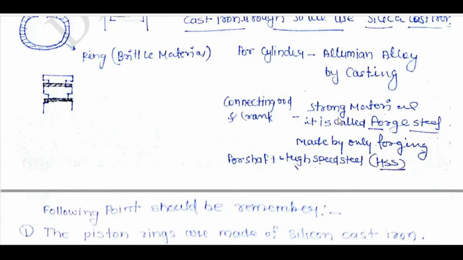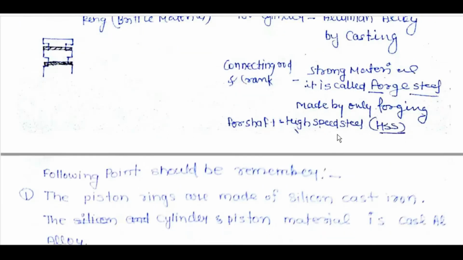Connecting rod and crank need a strong material. It is called forged steel, made by forging. For the shaft, high speed steel.